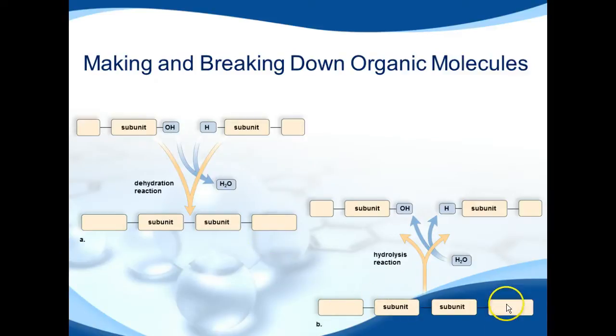So we have a nice big molecule. We'd like to break that apart into two different molecules. So we add the components of water to the reaction. And what happens? We put the OH on one molecule, the H on the other molecule, and now we have separated the molecule into two different molecules. So that's our hydrolysis reaction.